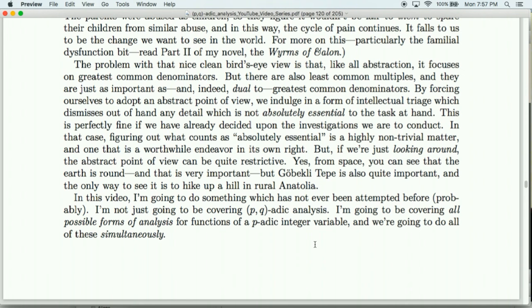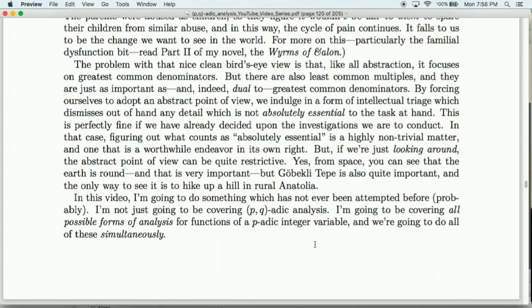It's perfectly fine to use the abstract approach if we've already figured out what we're going to investigate. In that case, figuring out what counts as absolutely essential becomes highly non-trivial, and it's worthy of pursuit to figure it out on its own. But if we're just looking around, the abstract point of view can be very restrictive. Yes, from space, you can see that the Earth is round, and that is very important. But the Göbekli Tepe is also important, and the only way to see that is to hike up a hill in rural Anatolia.